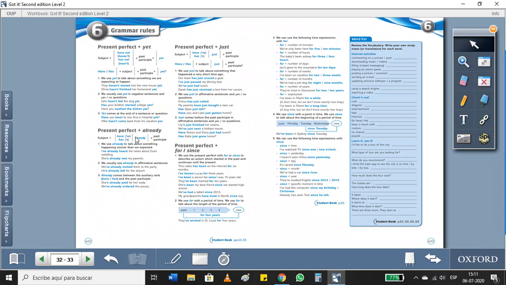Remember the difference between already and just? It is already, we use it here between the have or has and the past participle, and just before the past participle. Okay? And this is to talk about something that happened a very short time ago. Es un recién. That's all.